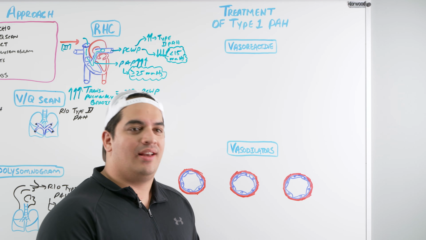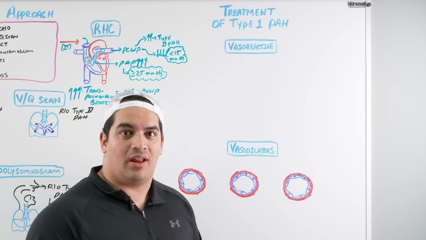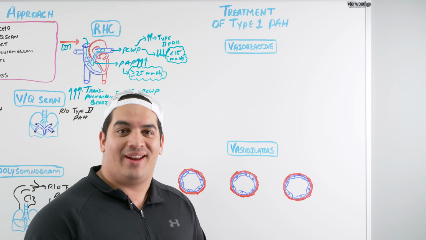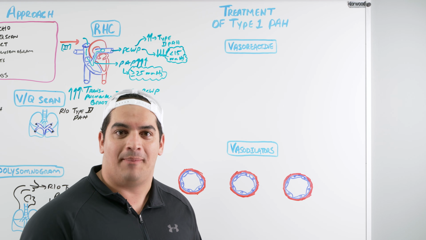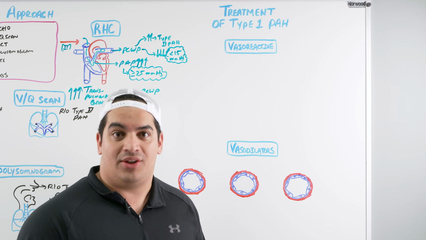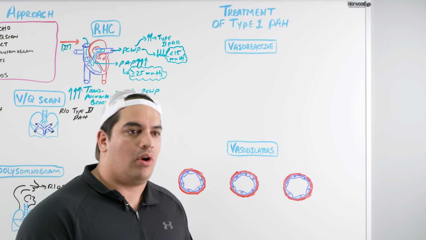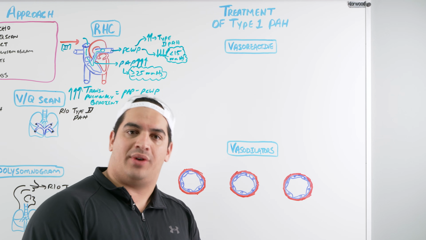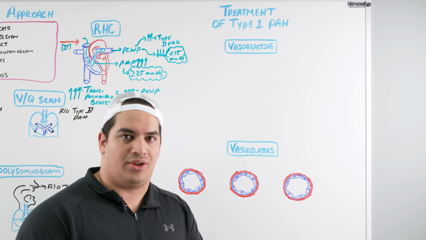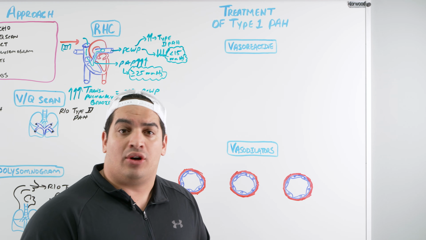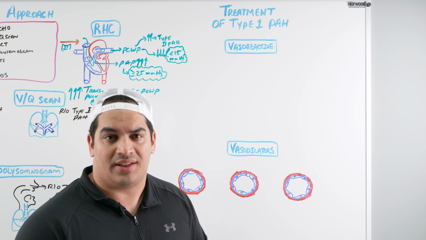And the reason why is, for type 2, guess what? Treat the underlying left heart disease. For type 3, treat the underlying lung disease. For type 4, treat the underlying chronic thromboemboli. For type 5, obviously treat the underlying sarcoidosis, mediastinal tumors, etc. For type 1, obviously if you can, try to treat the HIV, the portal pulmonary hypertension, their left to right shunting, their scleroderma, their lupus, etc. You guys get the point.